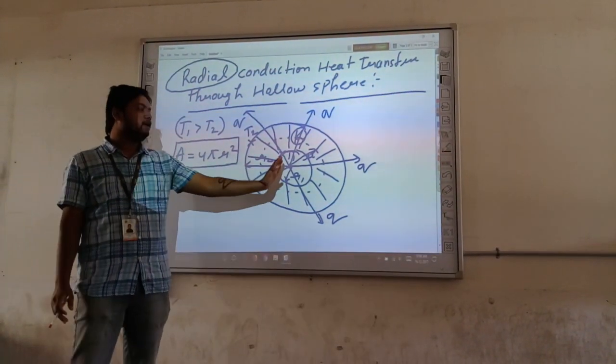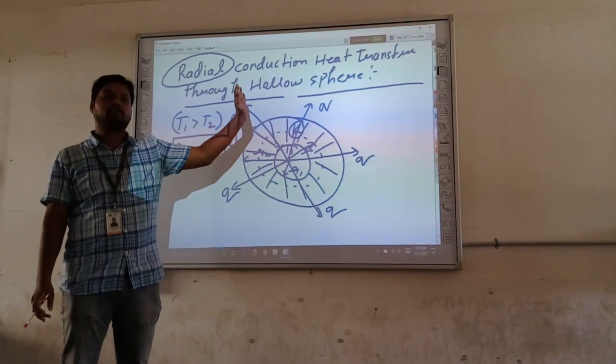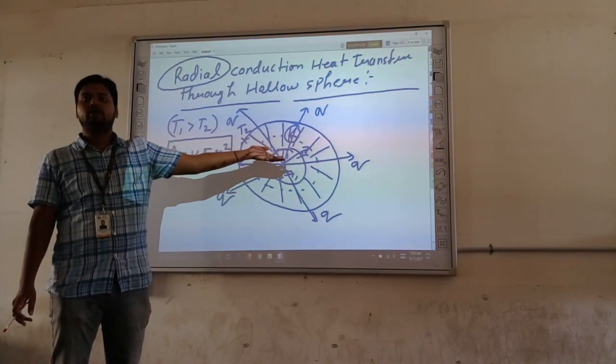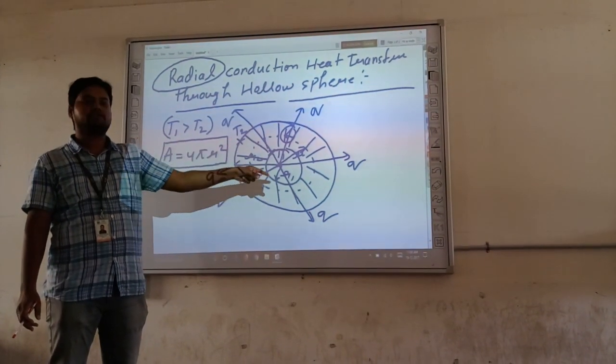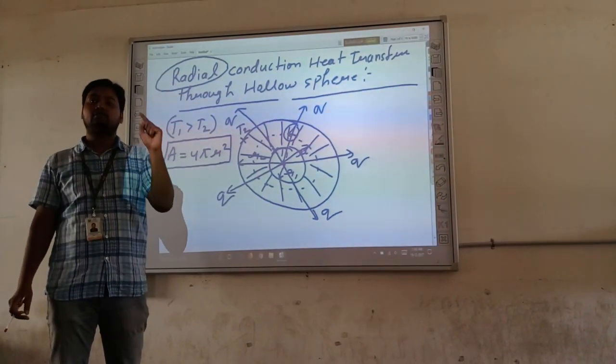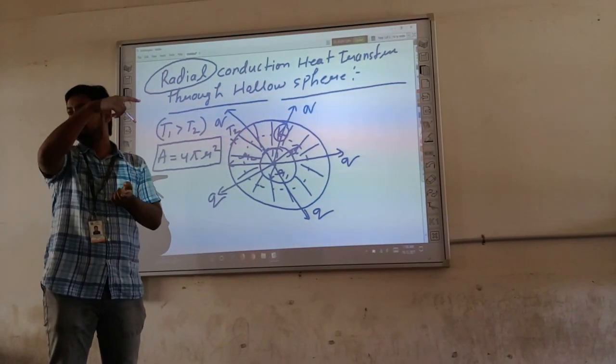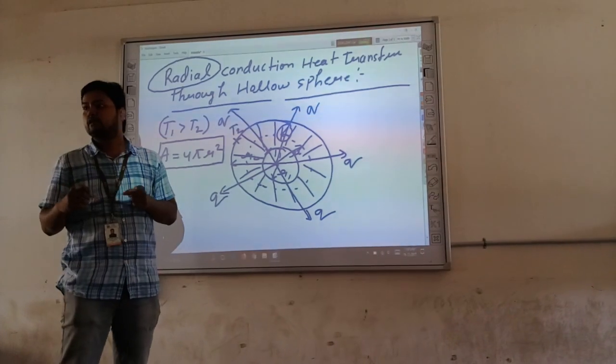So what is happening here? Area is changing. So what you can do, if you integrate from R1 to R2, you will get the heat transfer, because area is changing. Similarly, in case of cylinder, there also area was changing. Remember, 2 pi R into L.